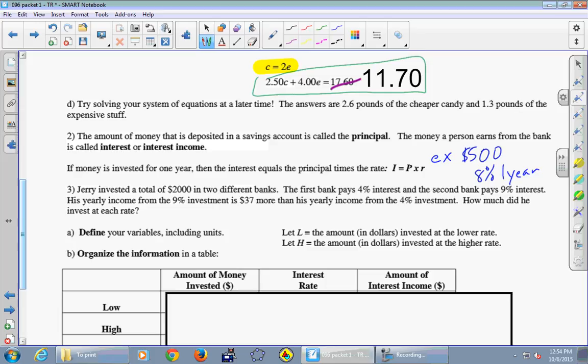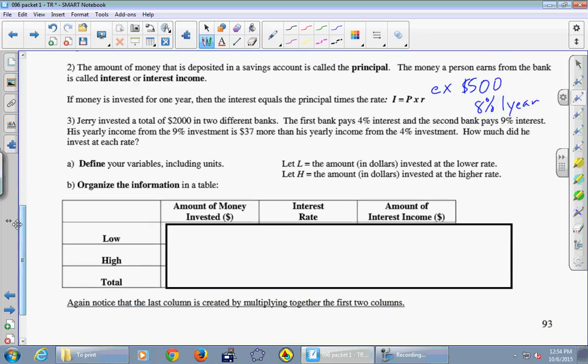500 times 0.08, whatever we get there, is that 50, 40? So $40 would be the interest at the end of a year. So we should buy that the interest is just the principal times the interest rate, again, just because it's 1 year. Okay, so let's see if we can apply that to our systems example here.